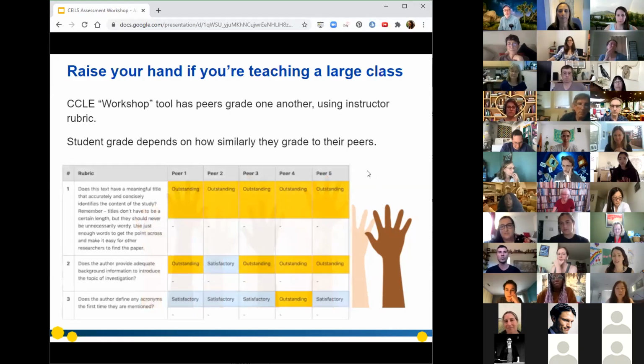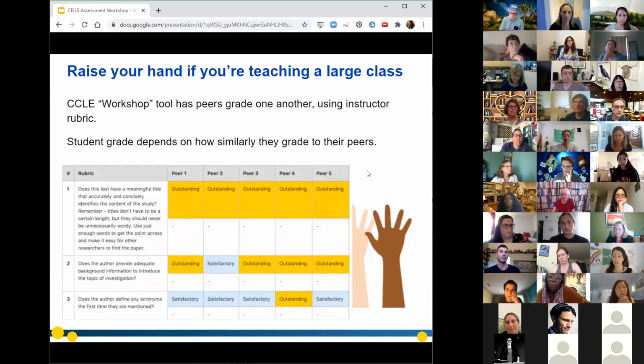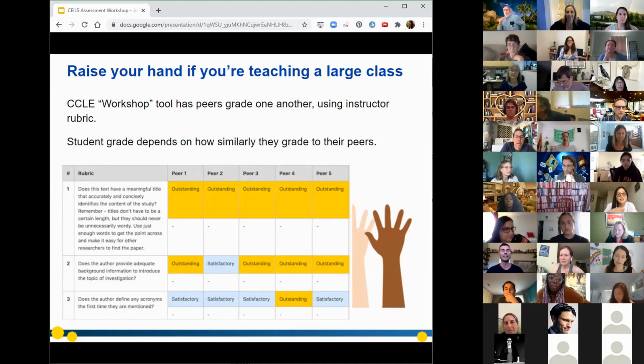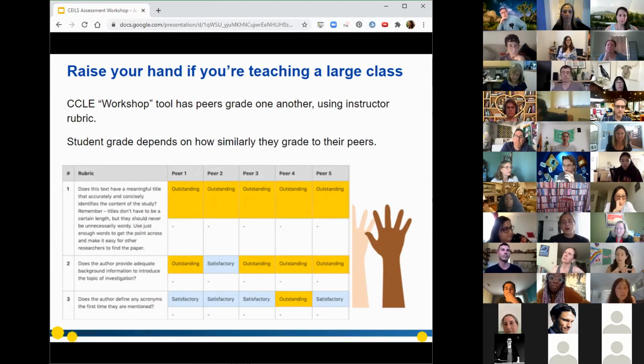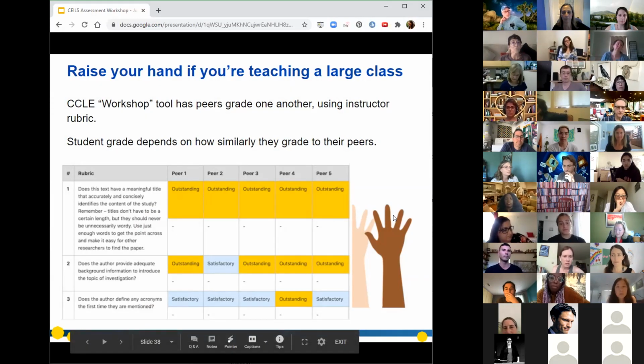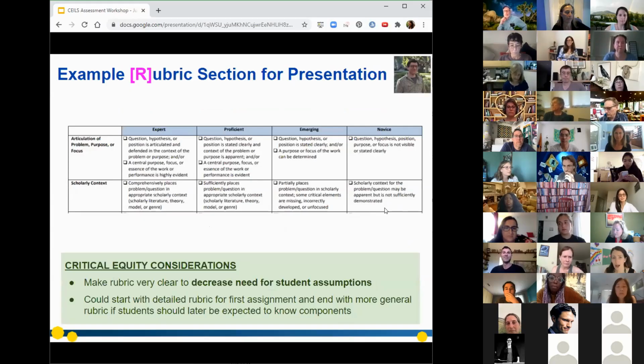And so I do want to share something called the CCLE workshop tool. Not a perfect solution because nothing is, but what it does is it has peers grade one another using a rubric that the instructor creates. And they also grade themselves, so it forces them to look at the rubric. There's motivation for the student to grade carefully because they get points off if they grade differently from the other people who graded the same assignment. So it's like a peer review process. I've tried it. I'm happy to talk with you about it if you're thinking about it. We have an example rubric that you can think about.